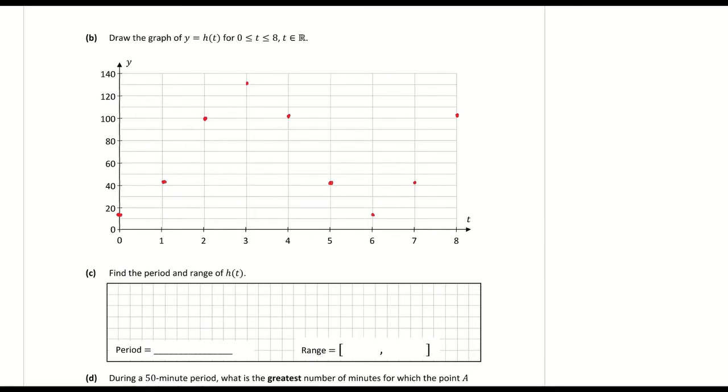I now need to create a freehand curve connecting all of those points, which should look something like that. And I should just rub off, ignore this part here and at the end here, because it's between 0 and 8.